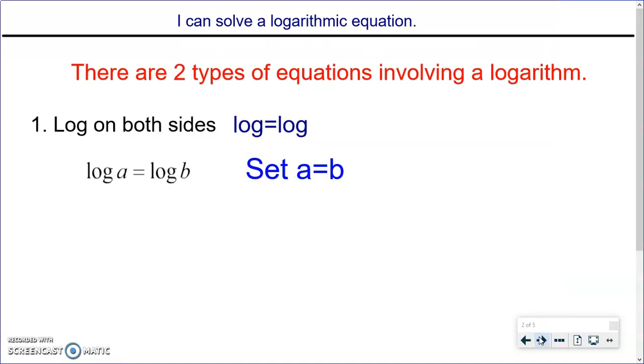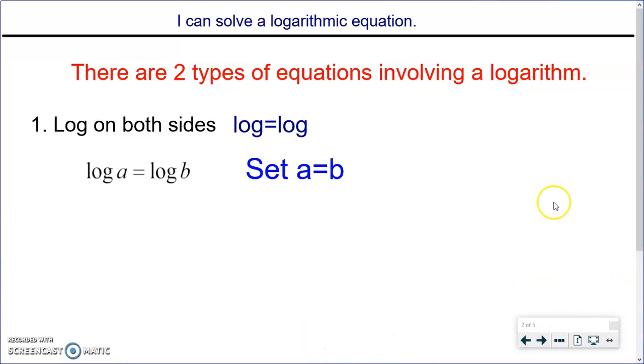There are two types of equations involving logarithms. Today we're only looking at one, tomorrow we will look at the other. So today says a log on both sides, where log of A equals log of B, and from there you can set A equals B.